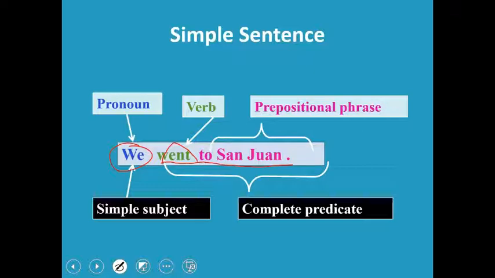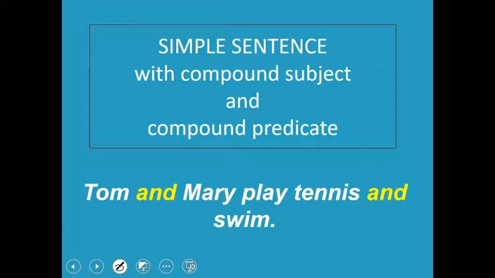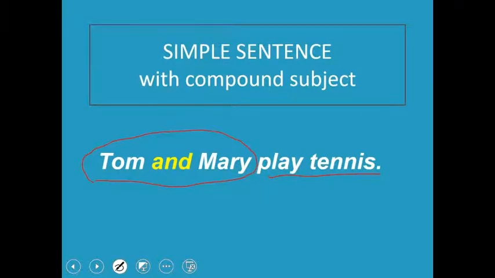But in the case of the simple sentence, we can also have a compound subject. For example, Tom and Mary play tennis. We have one subject, that is Tom and Mary. It's a compound subject, but still, we are talking about a couple of people, and they are doing the same thing. So we've got a compound simple sentence.